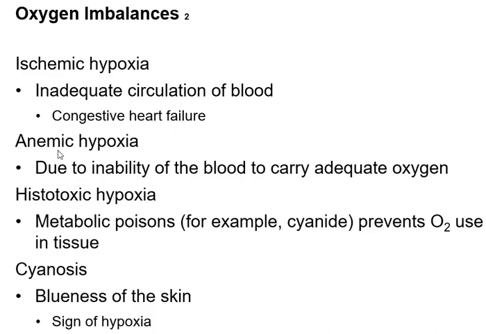Another oxygen depletion where you have hypoxia is if you're anemic. If you literally don't make enough red blood cells, or you don't have enough iron to build the correct red blood cells, then you're not going to be able to carry oxygen, because you've got to have that iron, you've got to have that hemoglobin.